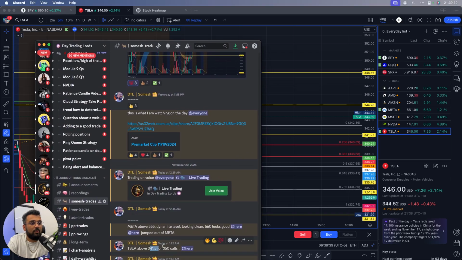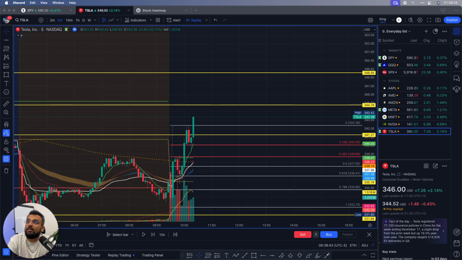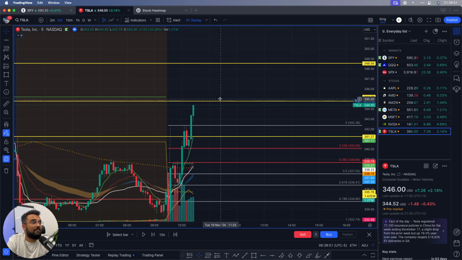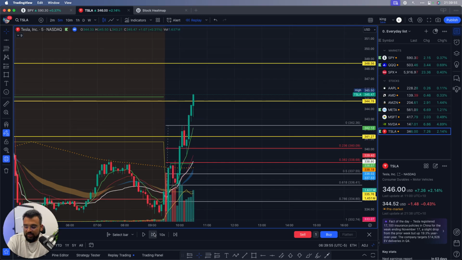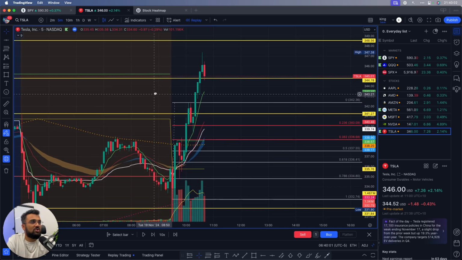Tesla above 341 for 350 calls. Tesla above this 341 from 5 for 350 calls. I actually took this trade, and this is the first profit target. The moment it touched this, and this was, by the way, a 35% trade. It was a beautiful trade. The Tesla trade, beautiful executions, perfect executions.